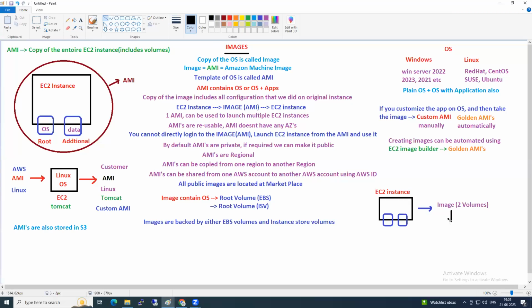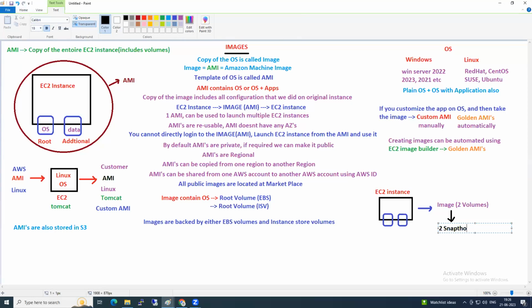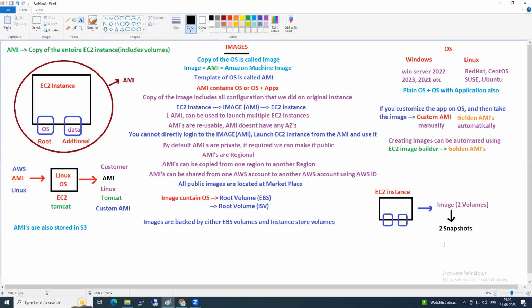So whenever you create an image, remember guys, how many volumes are there? 2 volumes. In parallel, 2 snapshots will also get created. How many snapshots will be created? 2 snapshots will be created. This is a certification question. Whenever you create an image, however many volumes are there in your original instance, that many snapshots will be created. If you have only one root volume, 1 snapshot; if you have 2 volumes, 2 snapshots; if you have 3 volumes, 3 snapshots will get created. Automatically, it will get created.